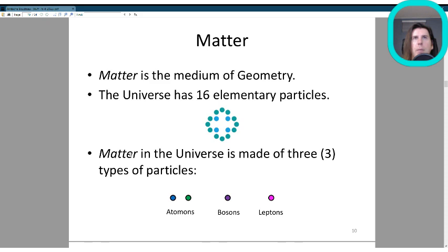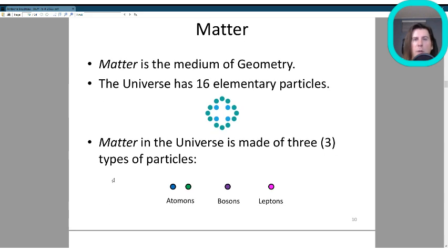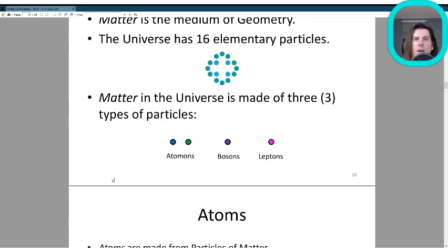So anyway, matter. From geometry, there's matter. Matter is the medium of geometry. The universe has 16 elementary particles, and that's the standard model. I don't really get into it because there's a lot of ground to cover, but go Wikipedia the standard model. Matter in the universe is made of 3 types of particles: atomons, bosons, and leptons. These are quarks, these atomon things. I changed the naming convention because it now goes with bosons, leptons, electrons, neutrons, protons. What the heck is a quark? They're called atomons now, like atoms, but atomons because they're smaller, like bosons and leptons, electrons and neutrons. Quarks is a stupid name. It was always a stupid name, and you can disagree.